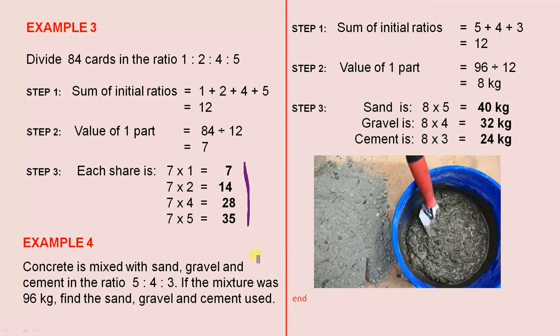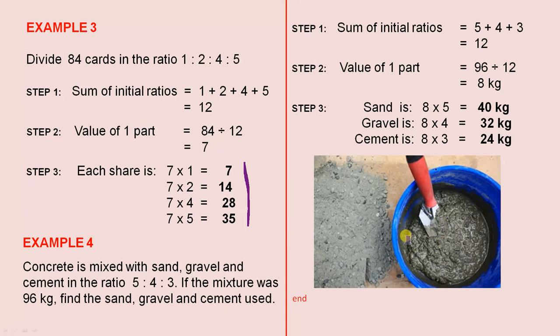Example 4 is a very, very good everyday problem. It's a very good one. It highlights one very good way of using ratios in a practical manner. Concrete is mixed with sand, gravel and cement in the ratio 5:4:3. If the mixture was 96 kilos, find the sand, gravel and cement used.